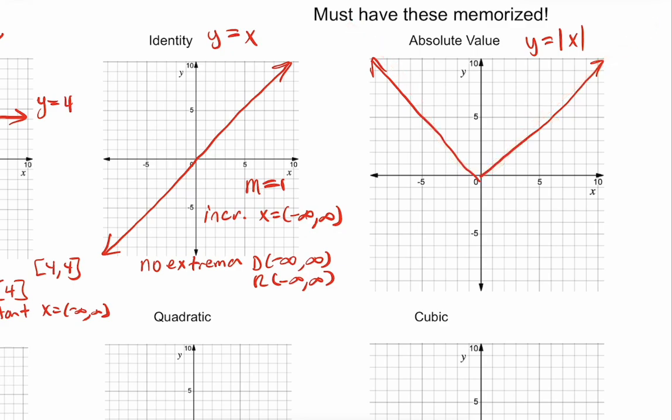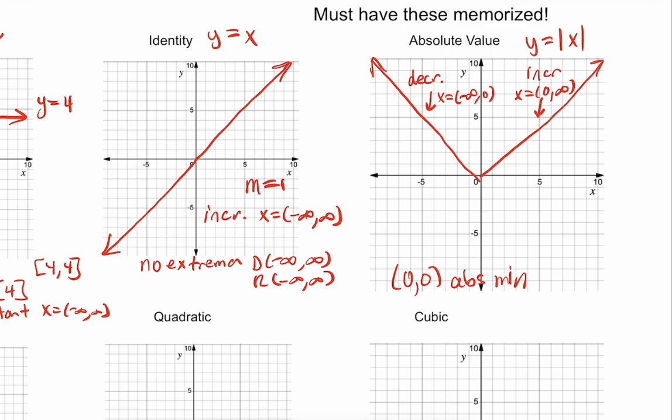Now, there is an extrema here. The point (0, 0) is an absolute minimum. This function has half that is decreasing and half that is increasing. So this half here is decreasing, from an x value of negative infinity to 0. And then this half is increasing from an x value of 0 to infinity.